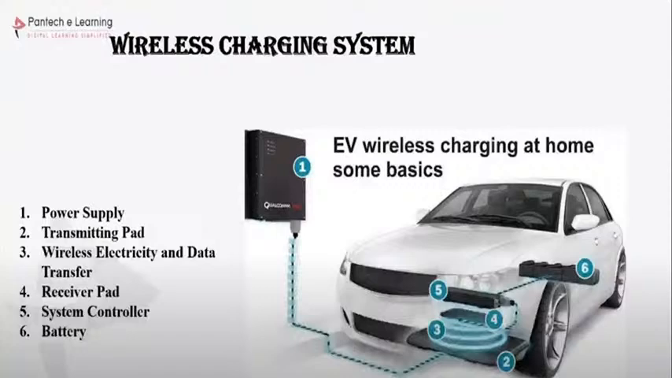Let us see the wireless charging system. These are the components we use for a wireless charging system. First one is the power supply, second is the transmitting pad, third is wireless electricity and data transfer, and then the receiver pad. This is the pad. EV wireless charging is a home-based appliance. It has a receiver pad, a system controller, and a battery also.